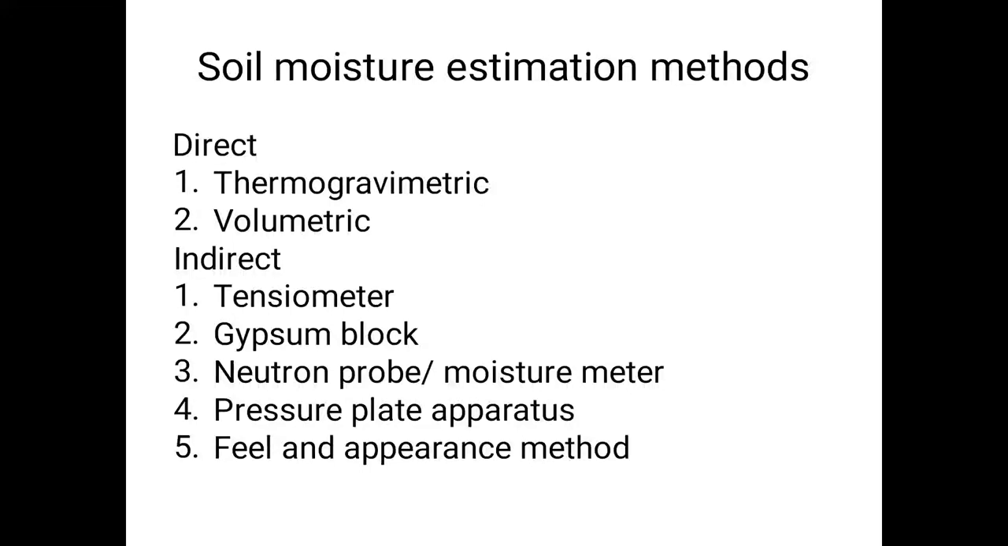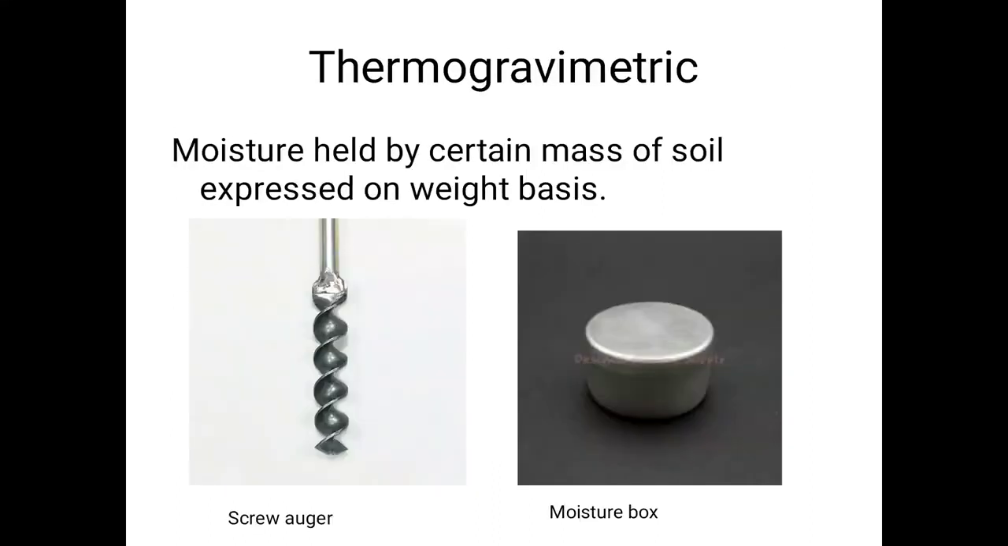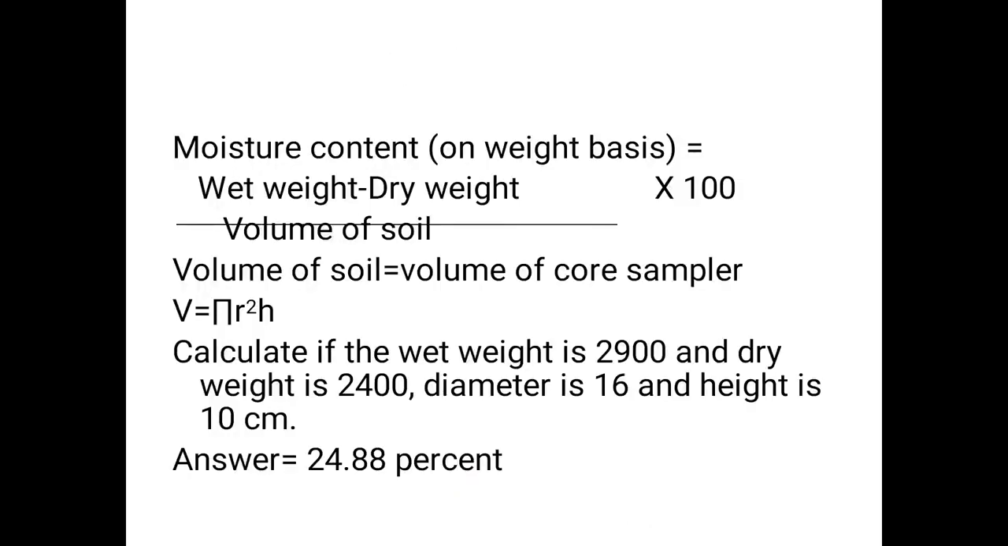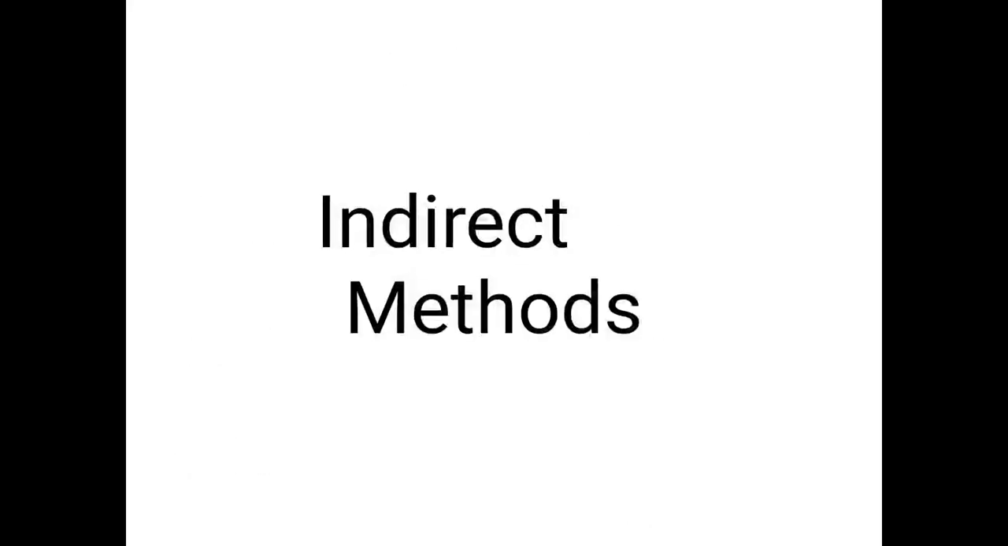Hello students. So in continuation with our earlier lecture, we will study indirect methods of soil moisture estimation. In direct methods we studied how to estimate soil moisture. The first method is the thermogravimetric method and the second is the volumetric method. We studied the procedure and calculations of both the methods.